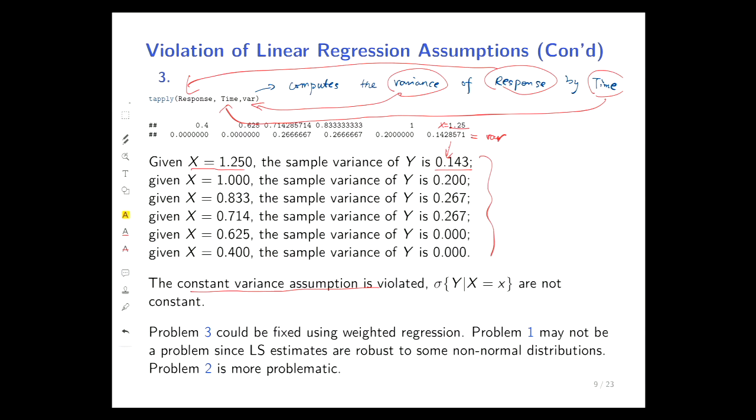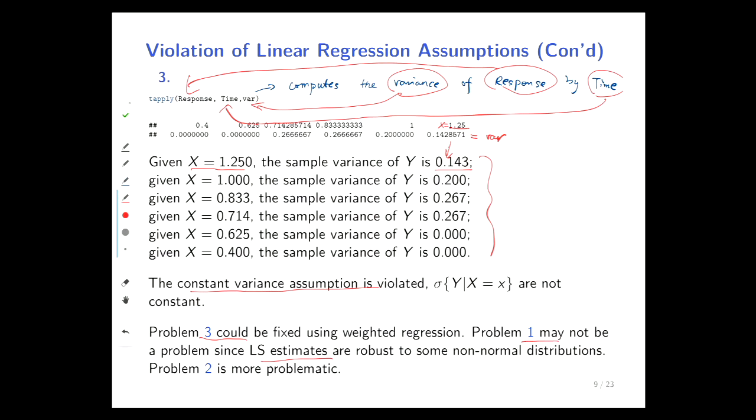For these three problems, the third problem, the constant variance assumption problem, can be fixed by using the weighted regression. We have talked about it. For the first problem, it's not normal, but the least square estimation sometimes can also be used for the non-normal distributions.